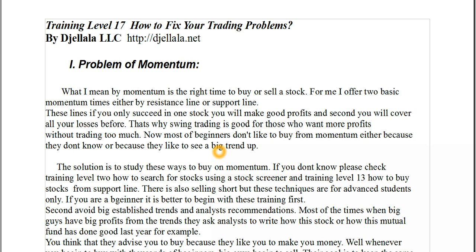Mostly these trainings explain how you can buy on momentum. It doesn't mean that when you buy you will be right, but you attempt on a precise momentum and most of the time you succeed. Okay, so these lines, what we call support line and the resistance line, if you only succeed in one stock you will make good profits, and second, you will cover all your losses before.